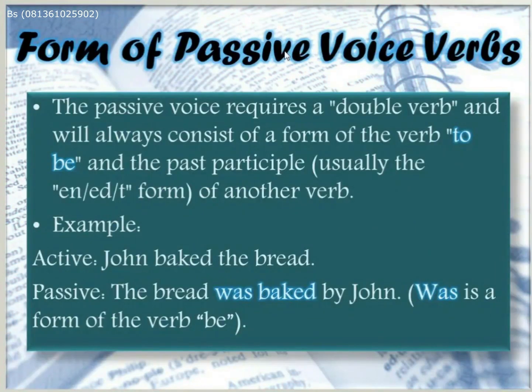The form of passive voice verbs. Passive voice requires a double verb. One is be, and the second one is the past participle, usually ending with en, ed, or t. It is another form of the past participle. John baked the bread, and the bread was baked by John. Was is a form of the verb be, and baked is the past participle.